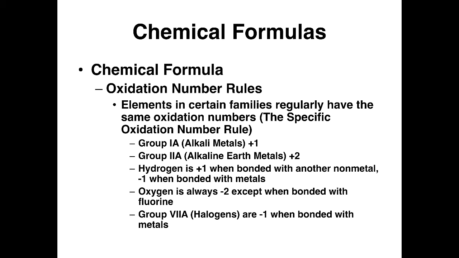Now this is the important part. They're -1 when bonded with metals. Let me say that one more time: when bonded with metals. The times when halogens have an oxidation number other than -1 is when they are bonded with nonmetals like oxygen, fluorine, sulfur, etc. So try to get these rules in your head. Try to keep working with this until it becomes second nature to you.